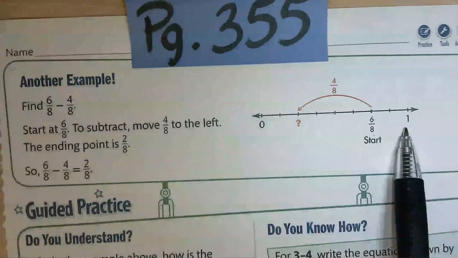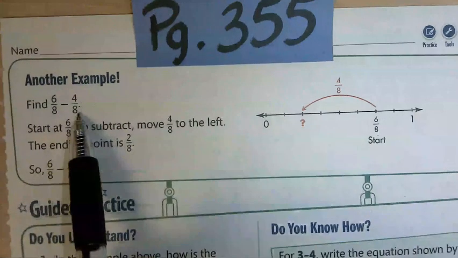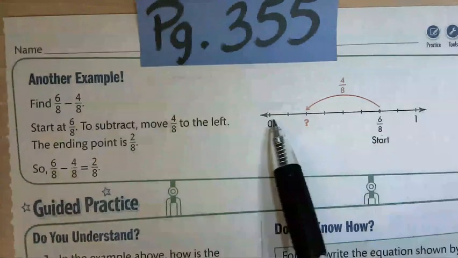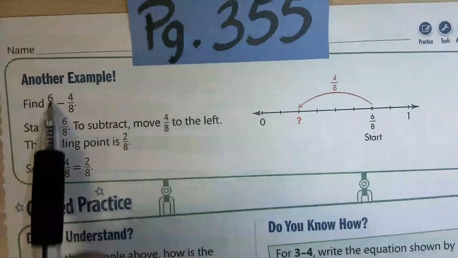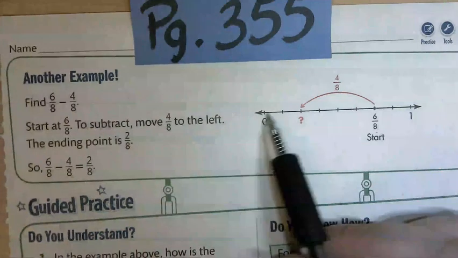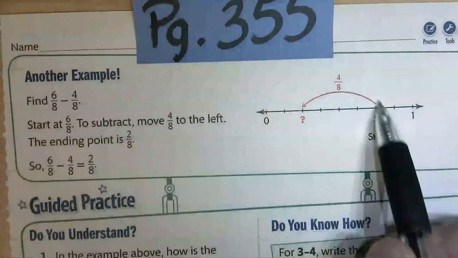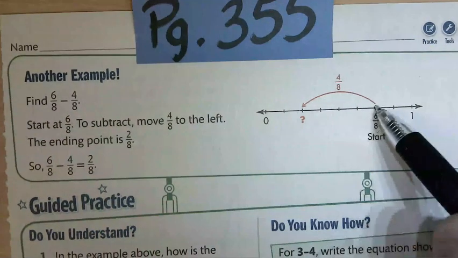It goes up to 1. So they cut it into our denominator, which is 8. They cut it into 8 equal parts. Then where are we starting? Well, we're starting at 6/8. So they went 1, 2, 3, 4, 5, 6/8 and started there.